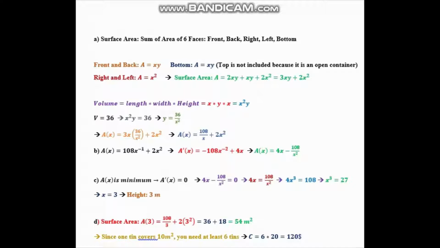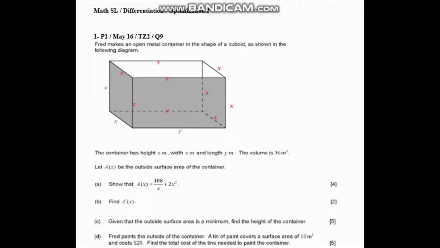So the area of the front and back faces is given by xy, and let's see why this is the case. The area of the front face, the one facing us, is given by multiplying this x by this y. Similarly, the face at the back is given by multiplying this y by this x. If I multiply these two sides, I get the area of the back face.